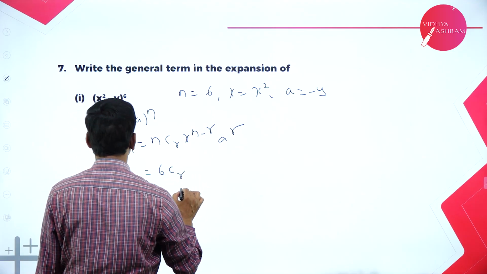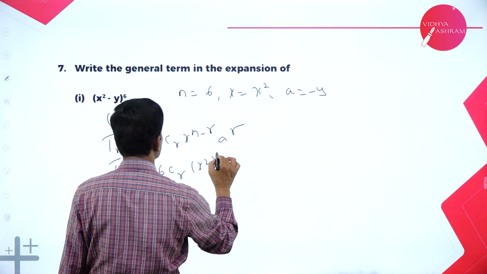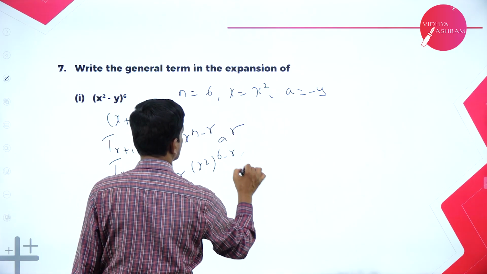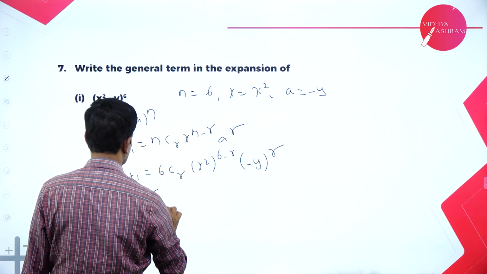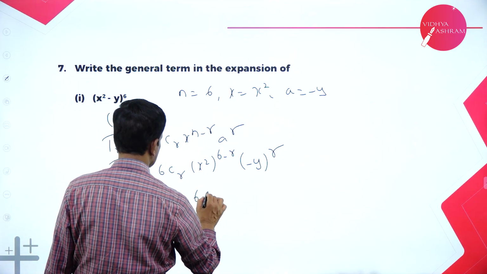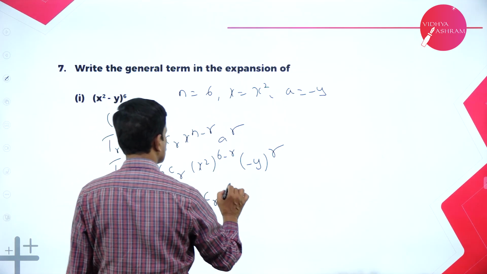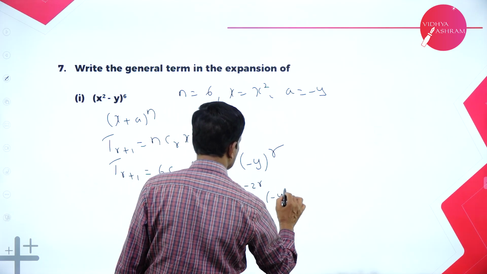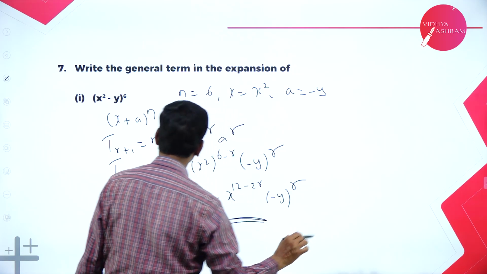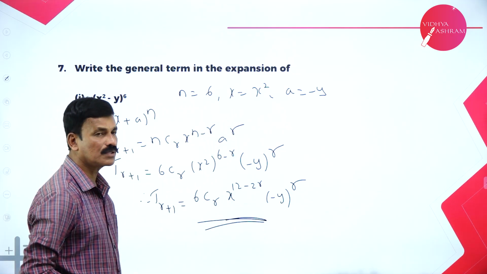So, T(r+1) is equal to 6Cr x, what is x? x is nothing but x square whole to the power of n, which is 6 minus r, into a, which is minus y, power r. So, therefore, T(r+1) is equal to 6Cr x to the power of 6 twos are 12 minus 2r into (minus y) to the power of r, is the general term in the expansion of (x square minus y) whole to the power of 6.